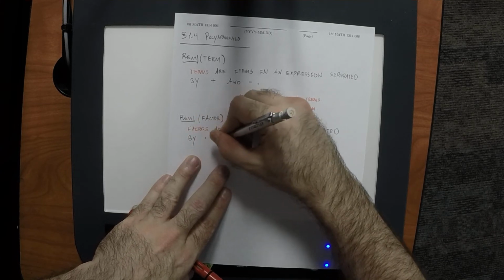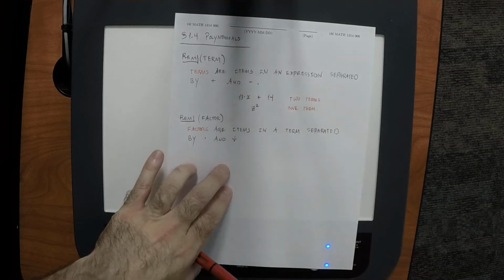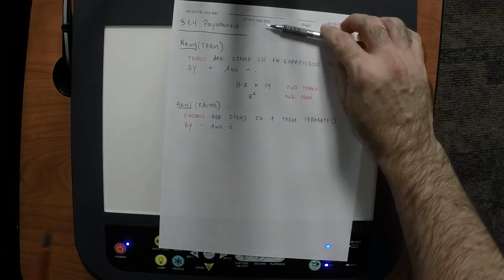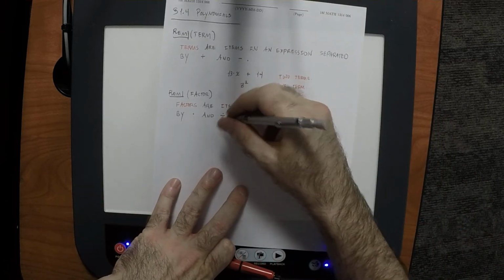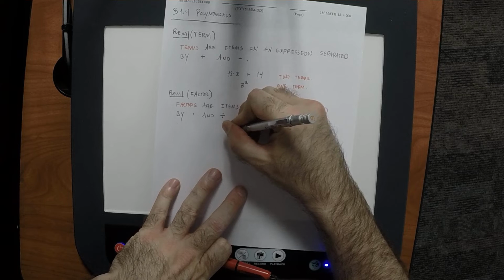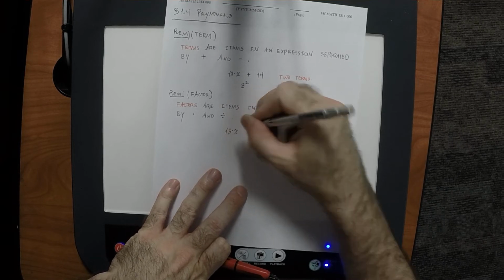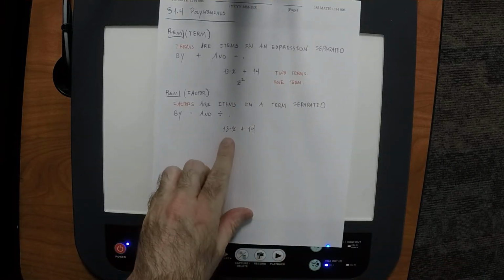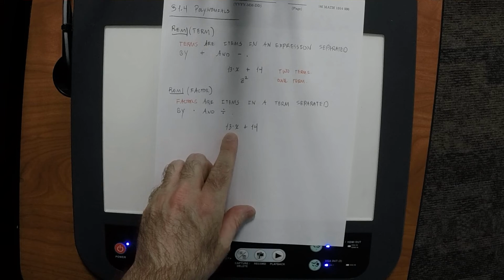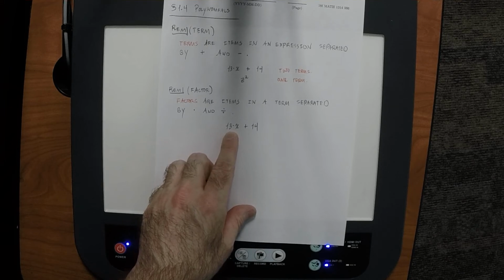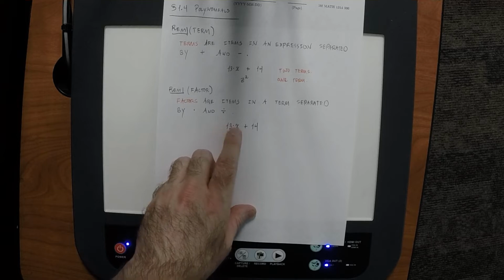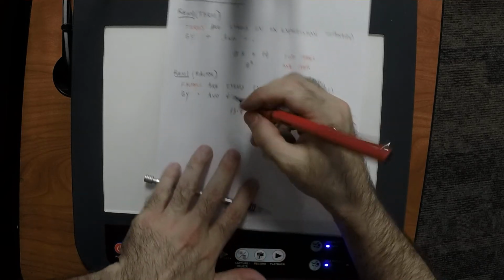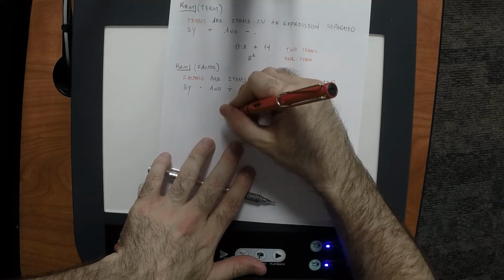Separated by multiply and divide. So continuing with that one up there, I could write, say, 13 multiplied by x plus 14. So this expression has two terms. And concerning the left term, how many factors does it have? Two factors, right? One of the factors is 13. The other factor is x. So it has two factors.